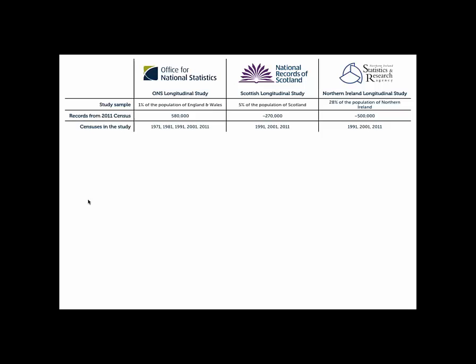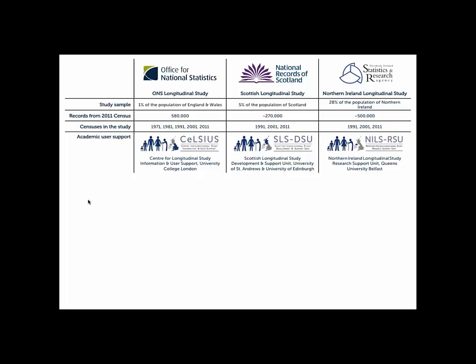Included in the studies, the ONS is the longest study, which goes right back to 1971. So they have up to just over 40 years of follow-up, which is fantastic if you're looking to research over the life course. The SLS and NILS focus on the 91 to 2011 censuses, although the NILS does actually have some data for 1981 as well. As I've mentioned, support for academic researchers is given by CeLSIUS, SLS DSU and NILS RSU. If you're a non-academic researcher wanting to use the ONS LS, you would be supported by the ONS team rather than CeLSIUS.